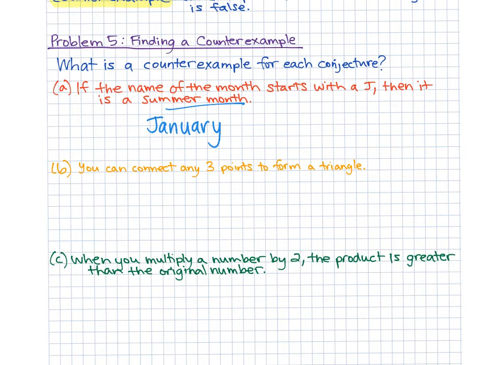And when it asks for a counterexample, you just have to write it, right? You can just write January. That's just showing that this is false, right? This can't be true because of January.